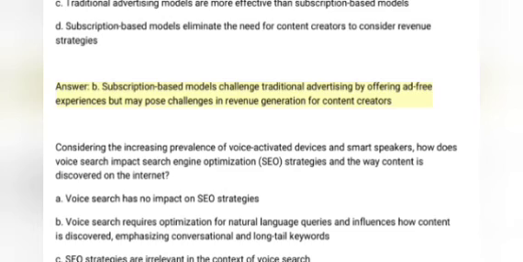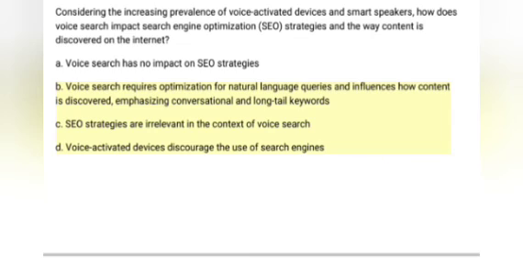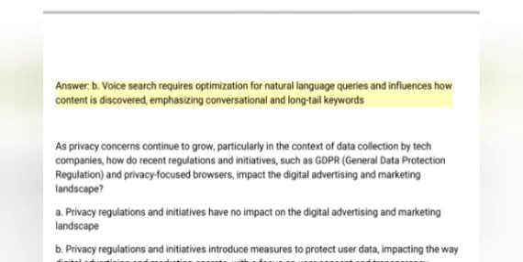Considering the increasing prevalence of voice-activated devices and smart speakers, how does voice search impact search engine optimization (SEO) strategies and the way content is discovered on the internet? A. Voice search has no impact on SEO strategies. B. Voice search requires optimization for natural language queries and influences how content is discovered, emphasizing conversational and long-tail keywords. C. SEO strategies are irrelevant in the context of voice search. D. Voice-activated devices discourage the use of search engines. Answer. B. Voice search requires optimization for natural language queries and influences how content is discovered, emphasizing conversational and long-tail keywords.